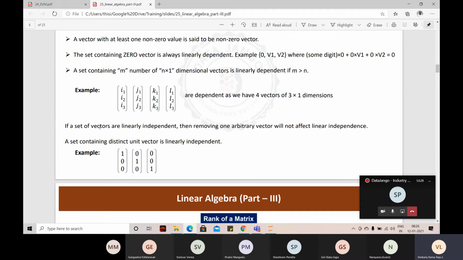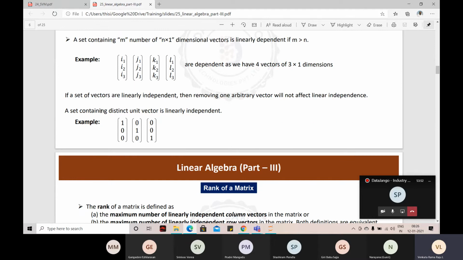If a set of vectors is linearly independent, then removing one arbitrary vector will not affect linear independence. Suppose you know these three vectors are linearly independent. If you take out one of the vectors, even then they stay linearly independent.